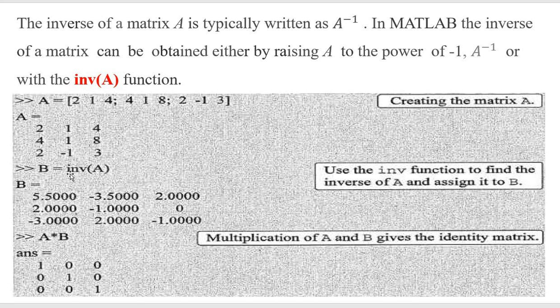So therefore, B equals some result, again displaying a 3 by 3 matrix. Now we multiply these two. What does that mean? If B is the inverse of A, it means multiplying A and B gives the identity matrix. So therefore, when we multiply A and B, we get the identity matrix.